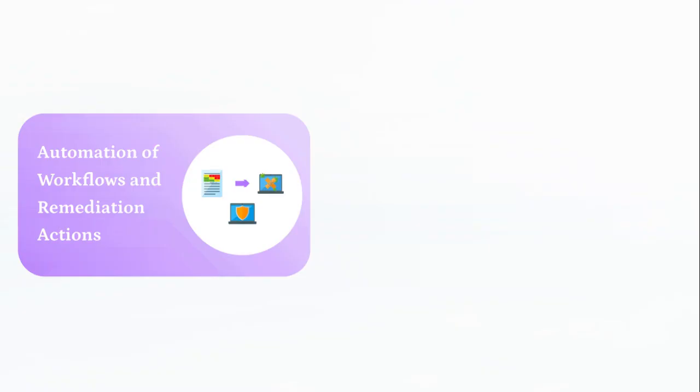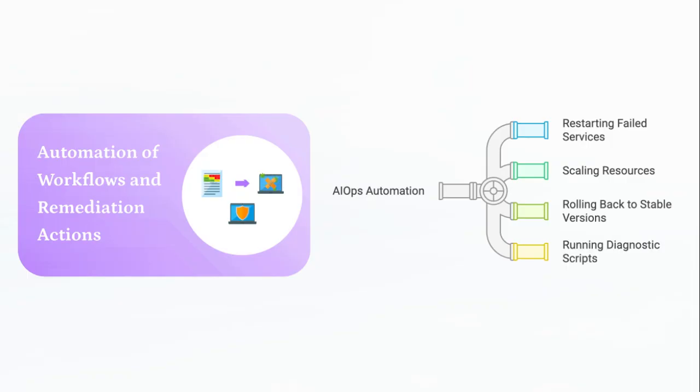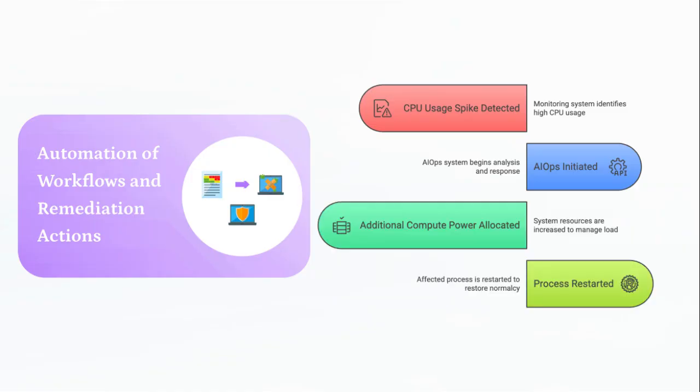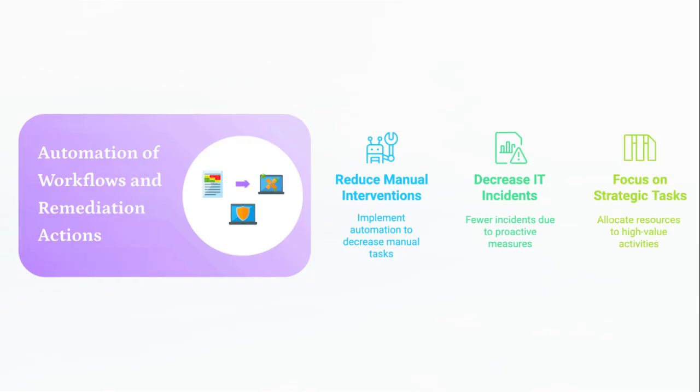Once an issue and its root cause are identified, automated remediation can take place. AIOps automates workflows such as restarting failed services, scaling resources up or down, rolling back to a stable version, running diagnostic scripts. For example, if a server's CPU usage spikes, AIOps can automatically allocate more compute power or restart the affected process. By reducing manual interventions, teams can focus on strategic tasks rather than firefighting IT incidents.